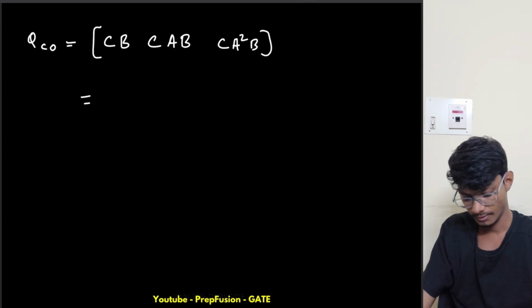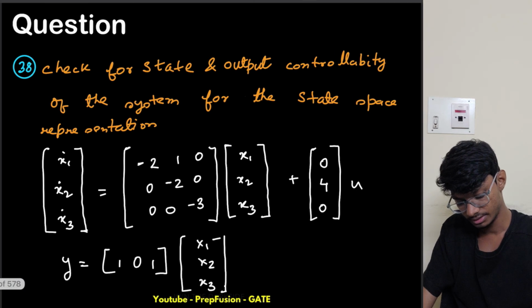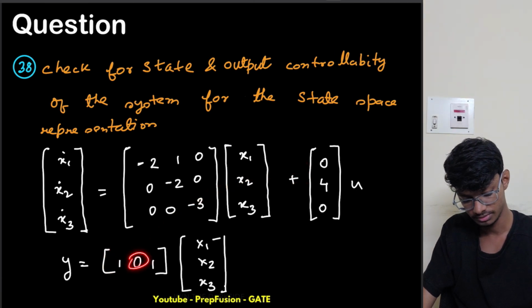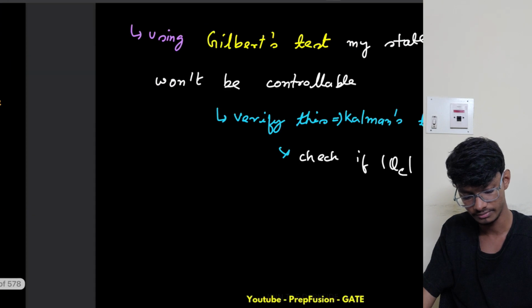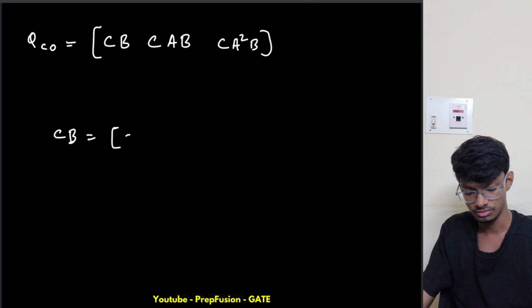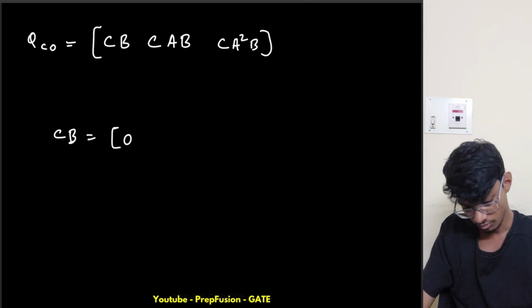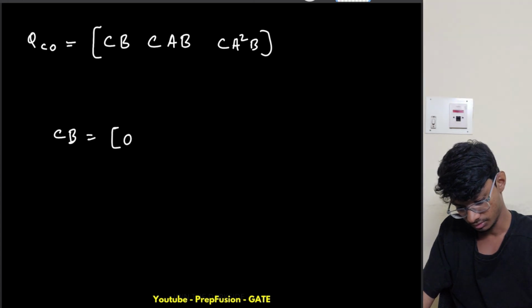So what is CB? CB is simple. This is 1 times 0, so this becomes 0. 0 times 4, 0. 1 times 0, 0. So it is 0 plus 0 plus 0, 0. Then we have CAB. This is 0 only, so I should write this as 0.